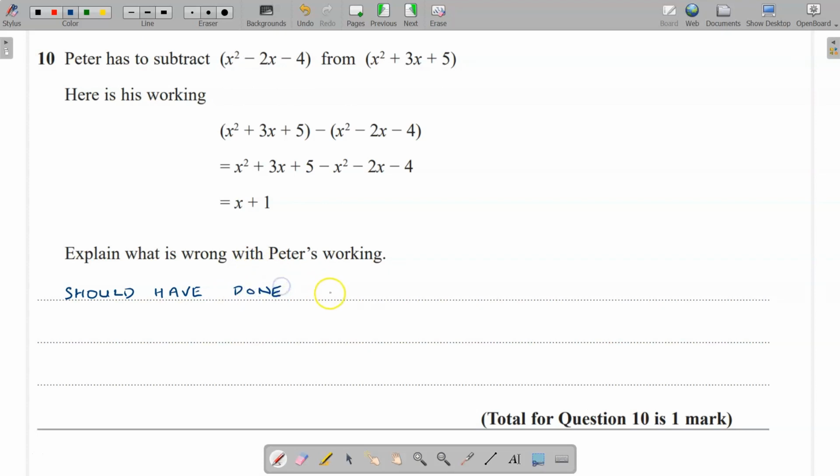It would have been x squared plus 3x plus 5, and then from that he should have taken away x squared but added 2x, and then added 4. If you simplify that, it comes to 5x plus 9. And that's it. You've shown what he should have done, and therefore identified the error that he made.